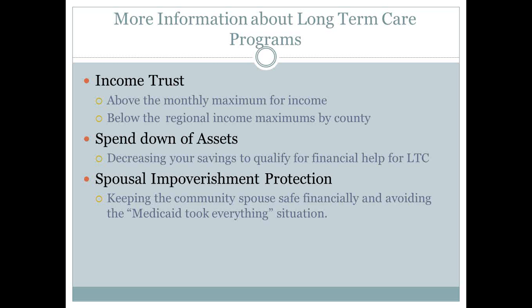The spend down of assets, or the spend down of things you have in savings, are something that Department of Human Services also looks at. You can do a spend down, and it's a term used for a method of doing just what it says, spending down your resources and assets to qualify for Medicaid assistance, but in a long-term care situation.